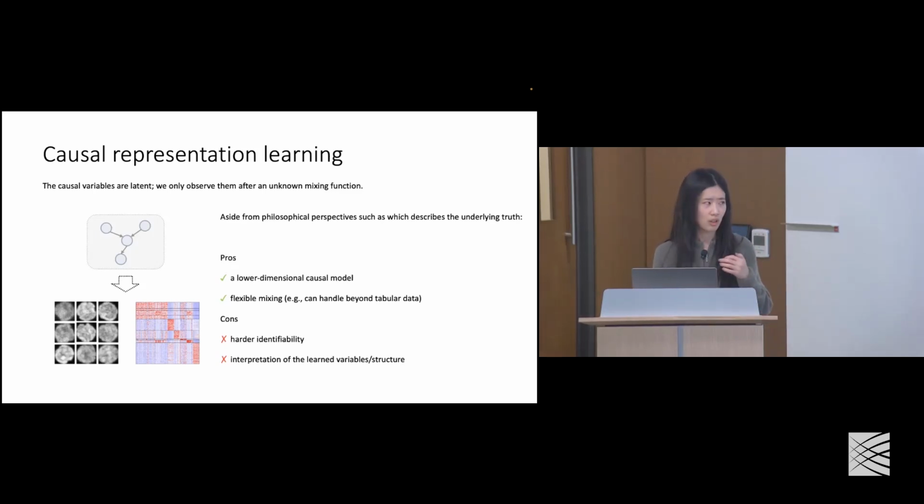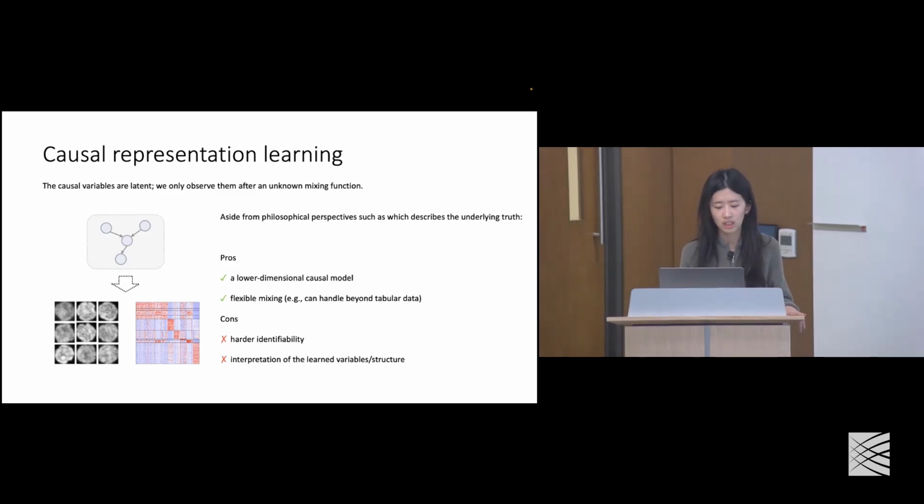There are also a few downsides of this framework. Since everything now is hidden, it will be harder to establish any theoretical guarantees of identifiability. In the previous setting, where you have the causal variables themselves, the identifiability question is how do you uniquely learn the graph. But in this setting, you will need to learn the causal variables themselves as well. Also, you will have a harder time interpreting the learned variables and structure in the latent space, because these are latent variables that you learn, instead of observed variables where you can easily interpret what the causal graph means.